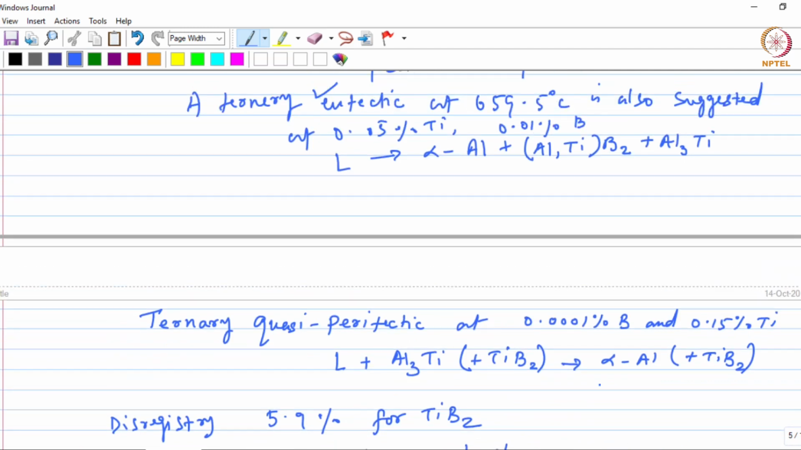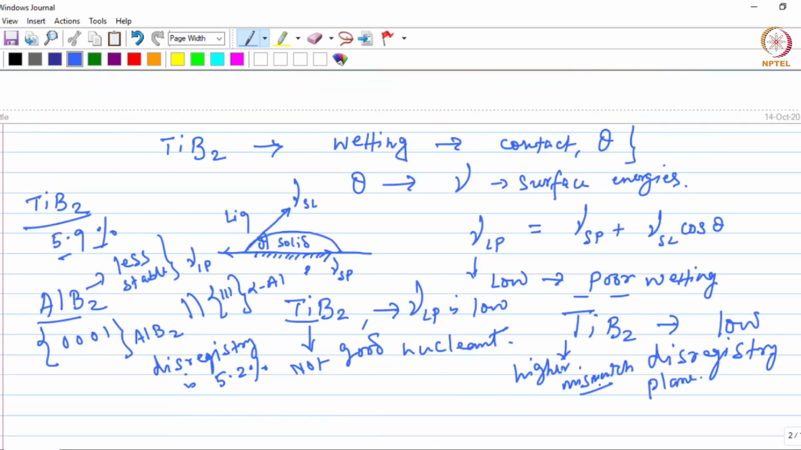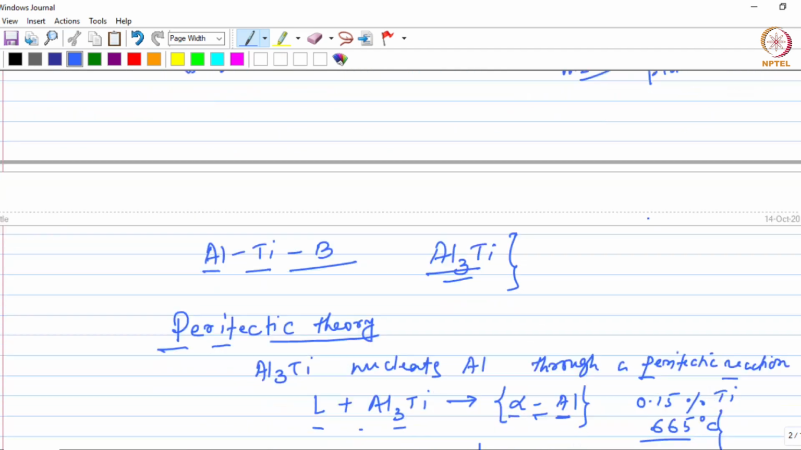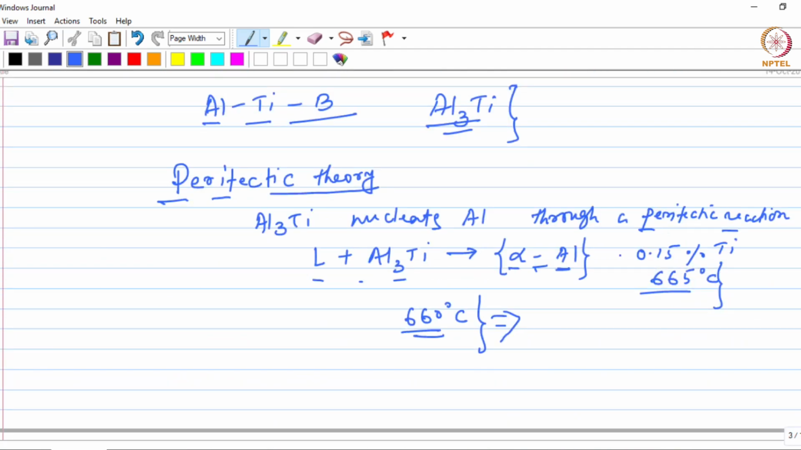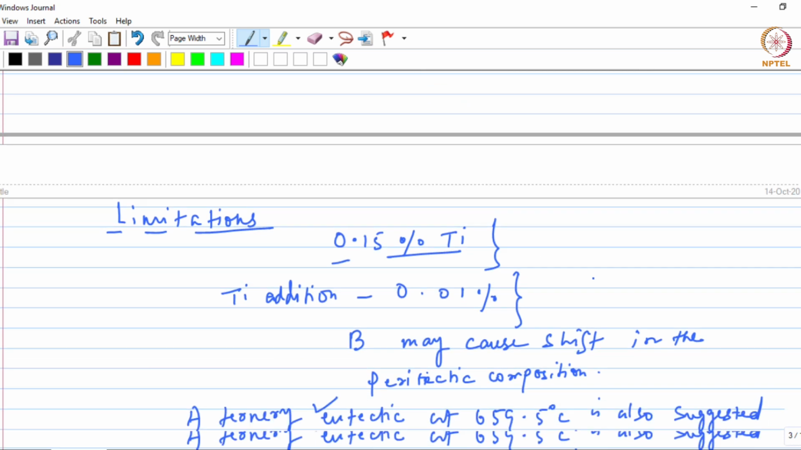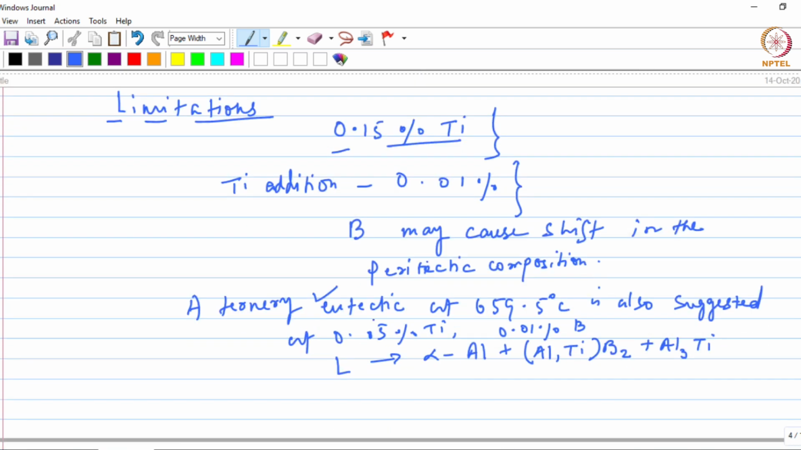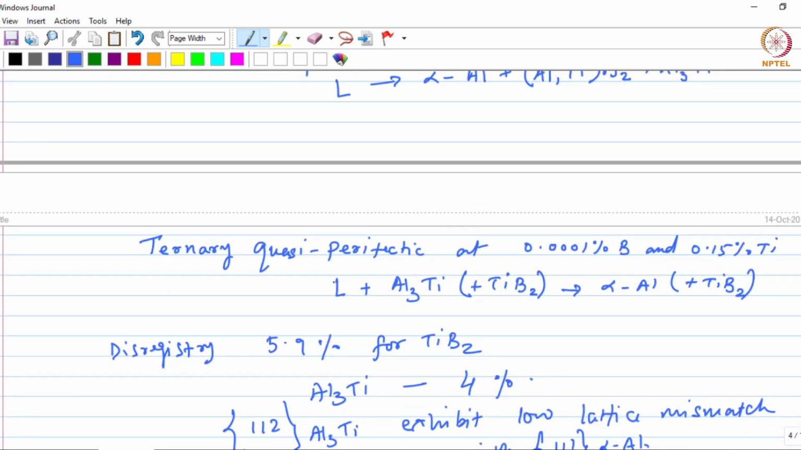Right, so this is the other theory for this heterogeneous nucleation that occurs in aluminium when a grain refiner is added. Okay, so this is through the occurrence of a peritectic reaction, and there are suggestions that other kinds of reactions such as a ternary eutectic or a quasi-peritectic can also occur depending on the composition of the nucleant which is added to the molten metal. So with that we come to the end of this lecture. Thank you for watching.